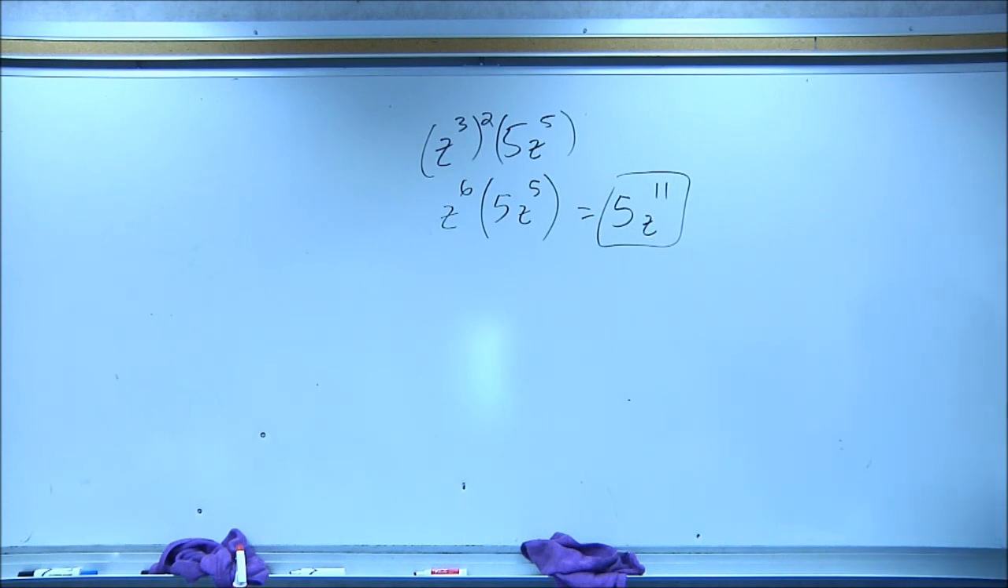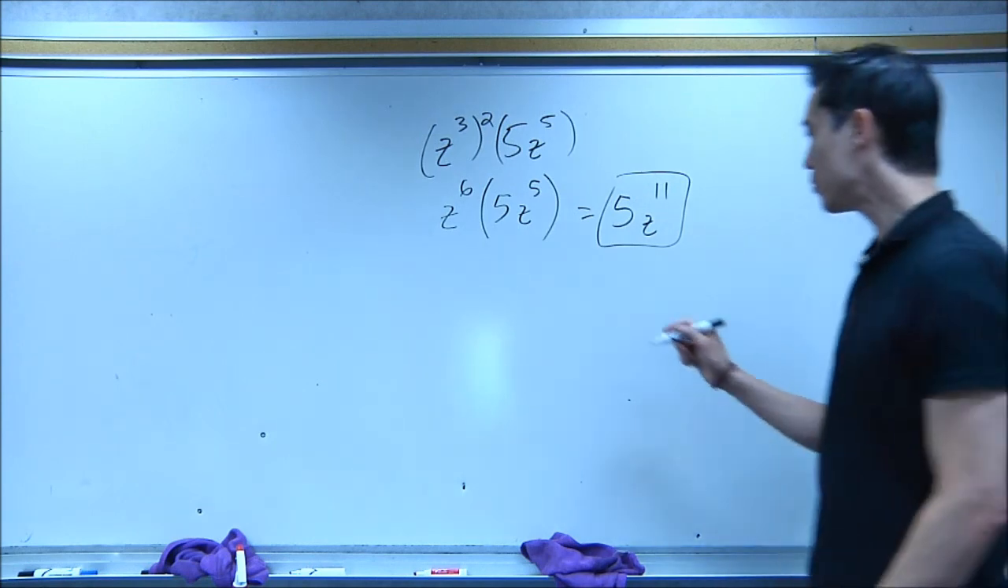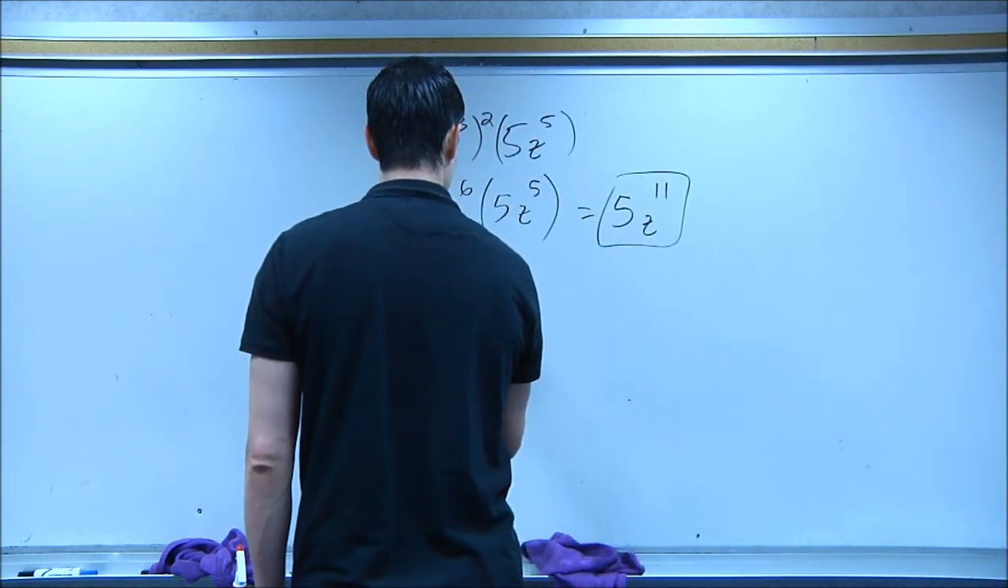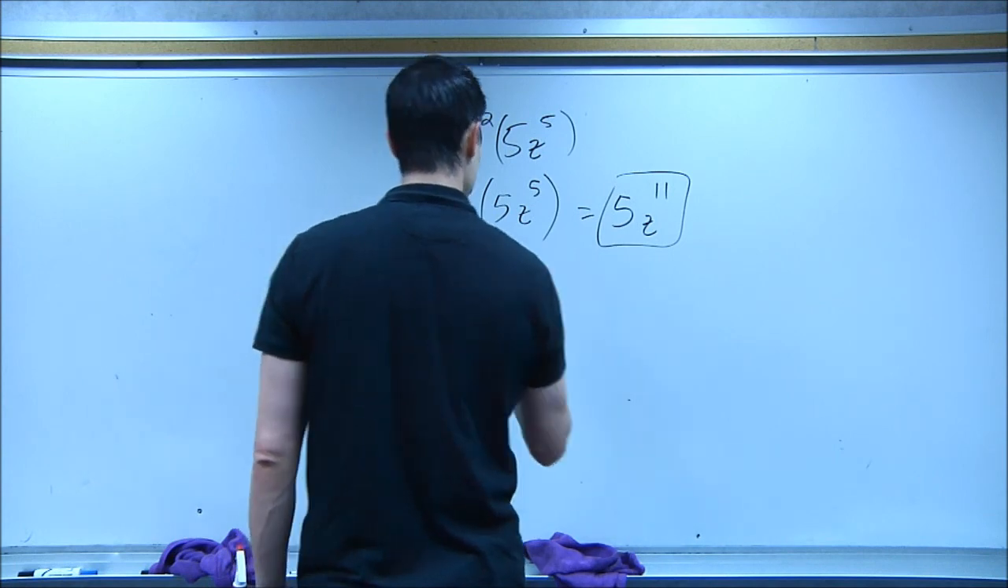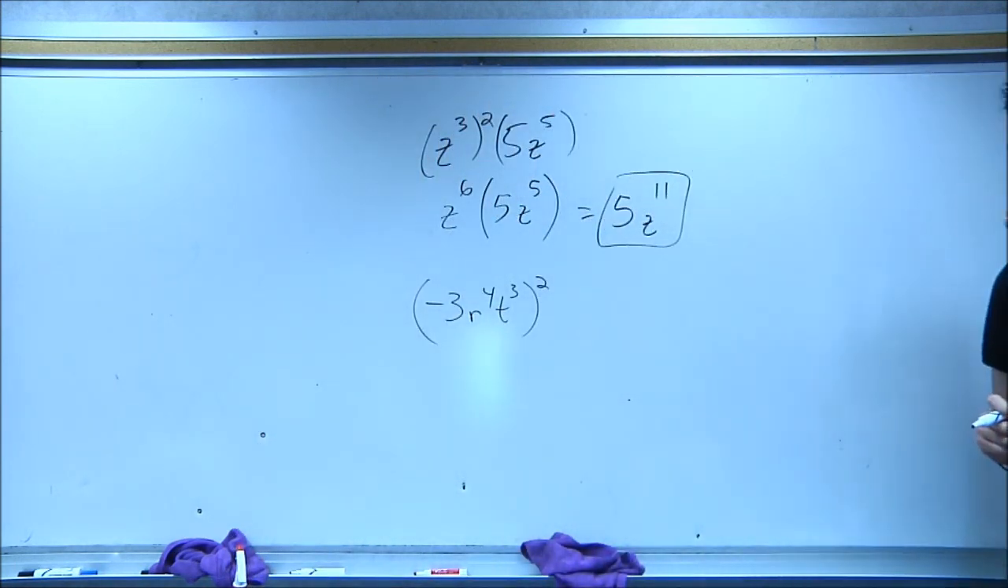All right, let's try this one. Negative 3r to the 4th t cubed, all in parentheses, raised to the 2nd power.